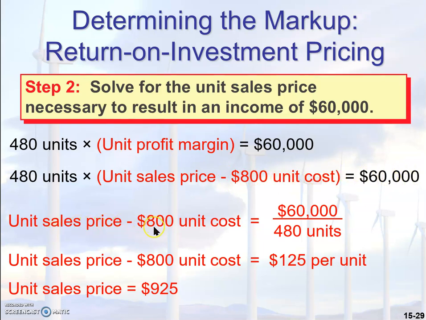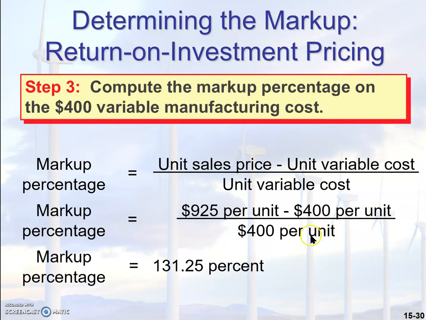So unit sales price minus 800 unit cost is the 60,000 divided by 480. We know for every unit, the profit is 125. So with this, unit sales price minus 800 unit cost equal to the profit of 125. It means the unit selling price will be 925. With that price, we can now compute for the markup percentage.